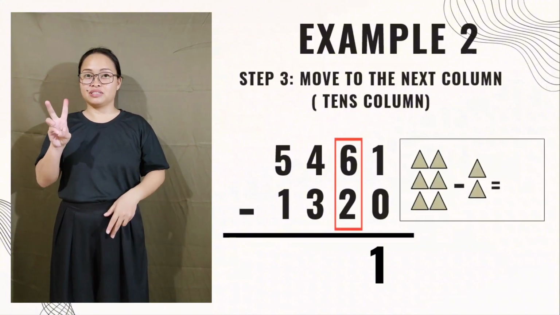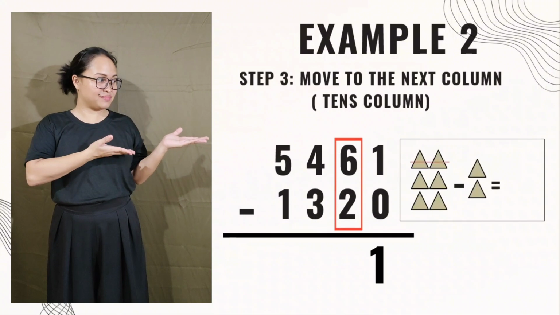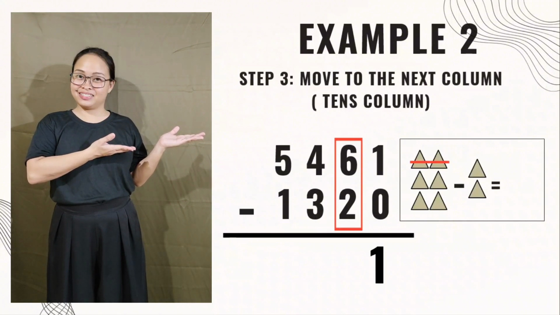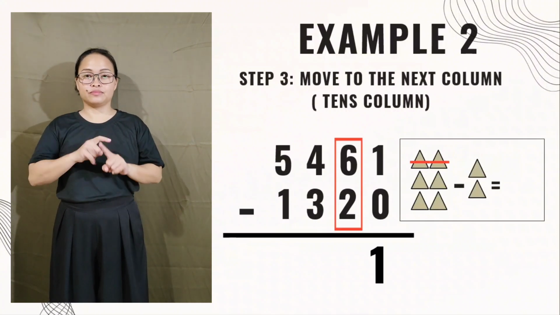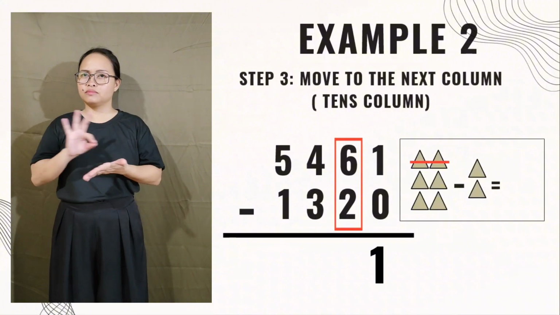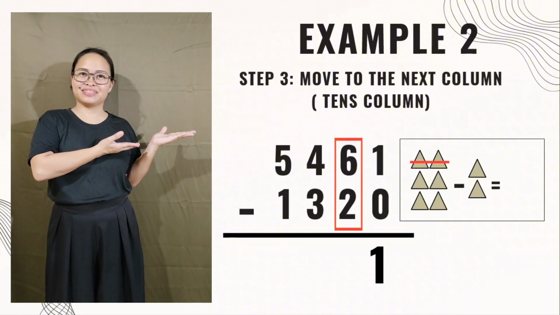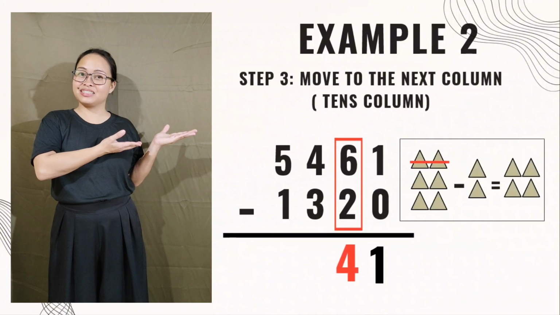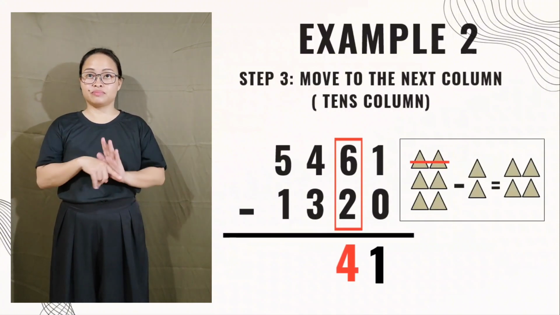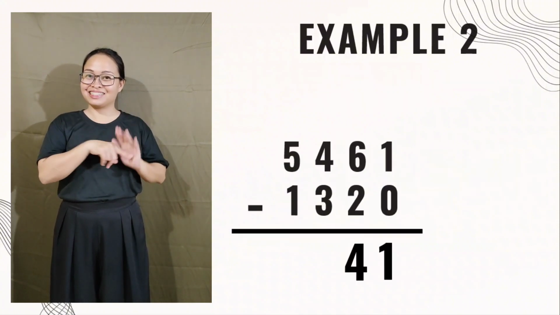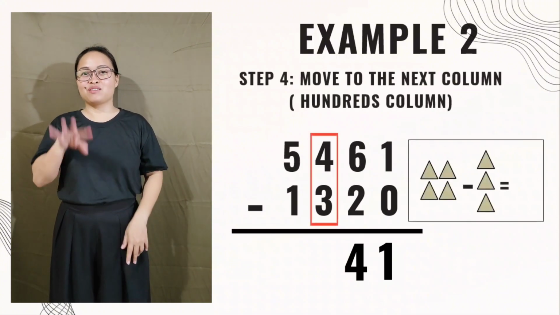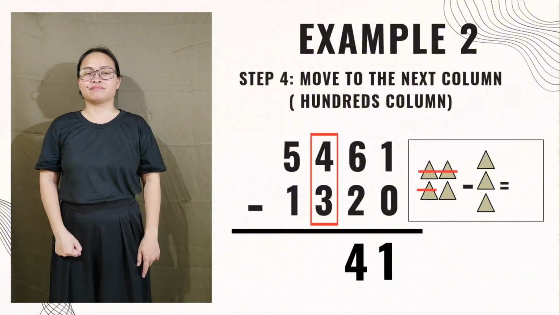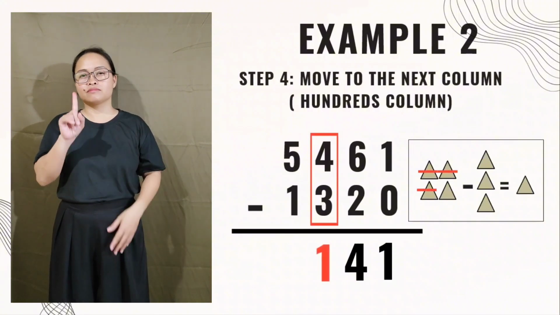6 minus 2. To better visualize, we have presented some objects. Now let's take away 2 from 6. Let's count the remaining objects. So we got 4. 6 minus 2 is equal to 4. Next, move to the hundreds place. 4 minus 3. The remaining object is 1.